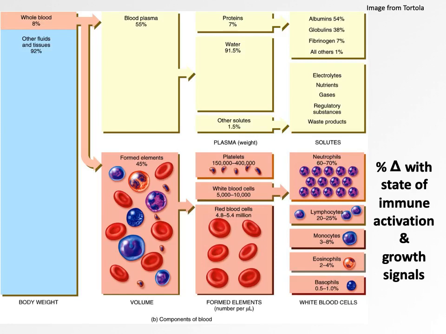Of the formed elements, a majority will be in the form of erythrocytes, whereas a minority will be in the form of the leukocytes. This percent of leukocytes will be based off of the state of immune activation as well as growth signals. However, the majority of leukocytes, regardless of these signals, should be neutrophils, followed by lymphocytes, monocytes, eosinophils, and basophils.